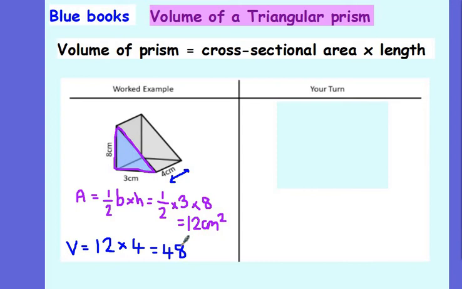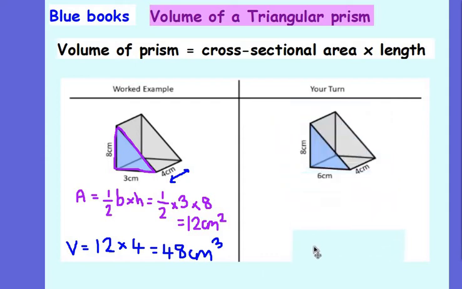And Ollie, what do I need to write on the end of my answer? Centimetres cubed, exactly. Don't forget your units, Year 8. Over to you in your dark blue books. Can you have a go at this example for me? Pause the video and complete that now.